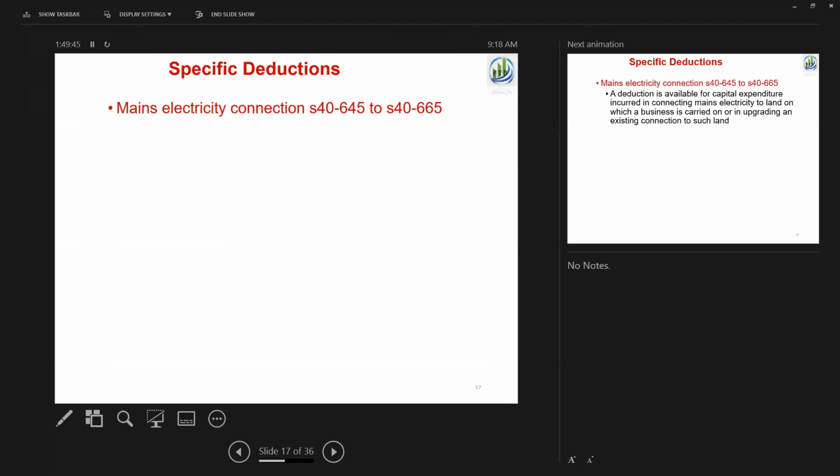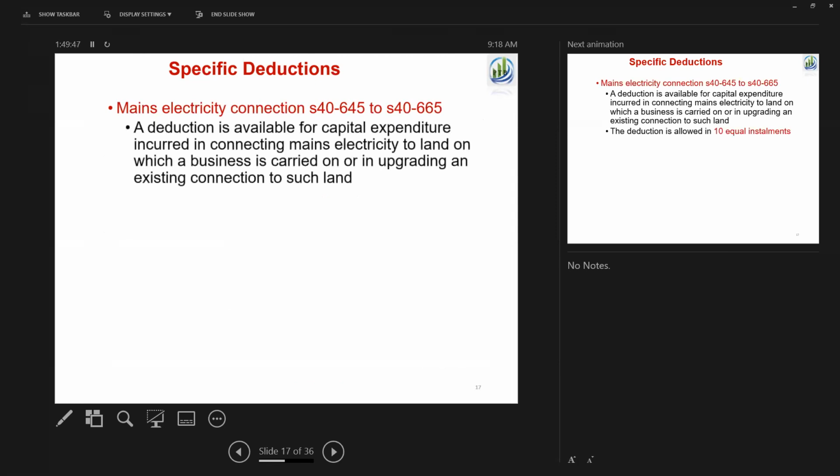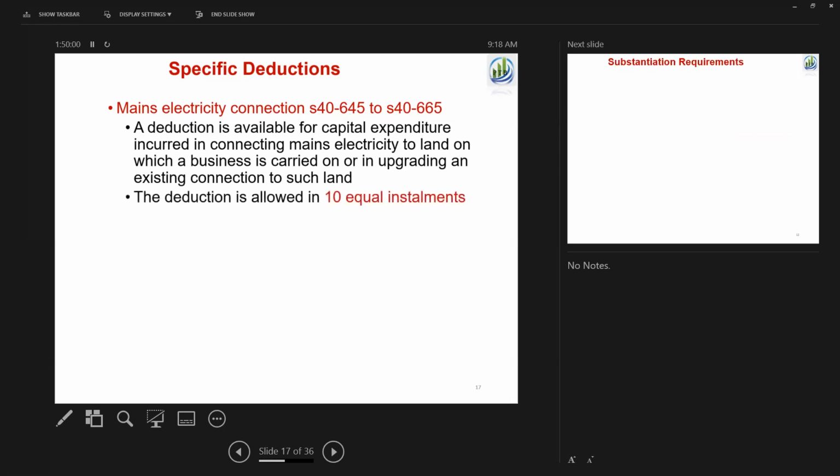Mains electricity connection. Right? So when you have the infrastructure between your home and the network, not just changing the provider, infrastructure when you're building the house, that will be deducted in 10 installments over the 10 years, right? So if $12,000 you spend on that infrastructure, $1,200 equal installment, divided by 10, right?